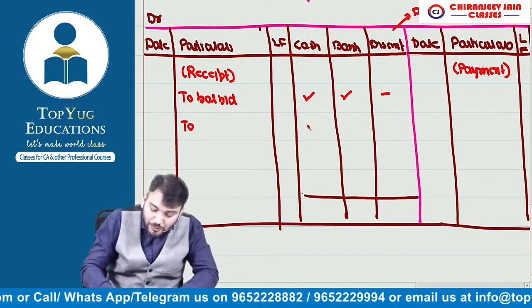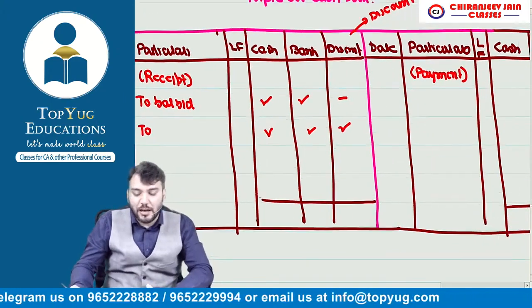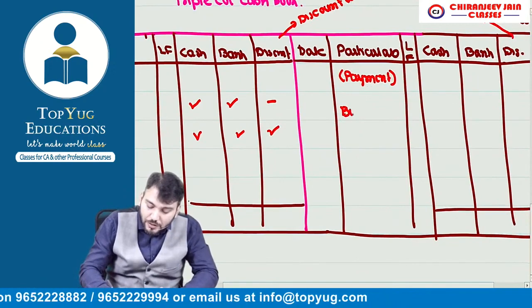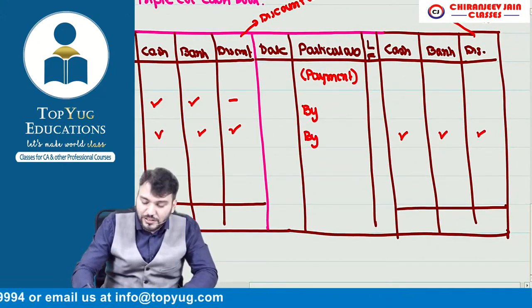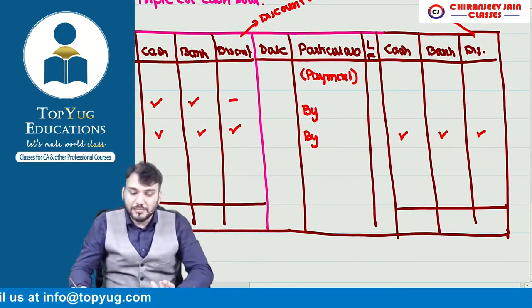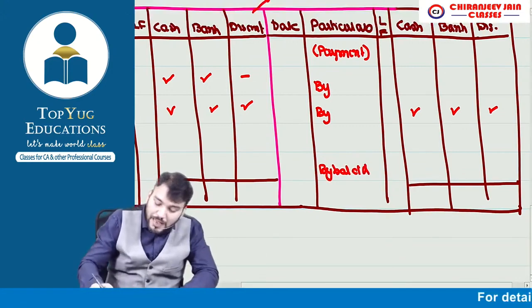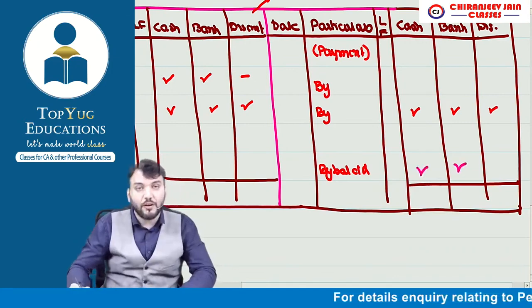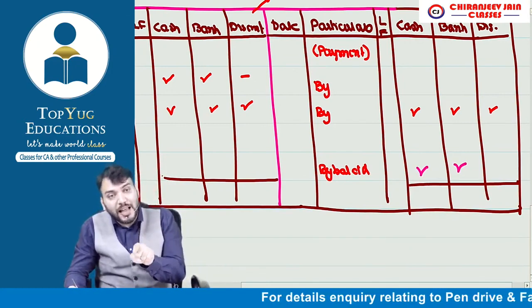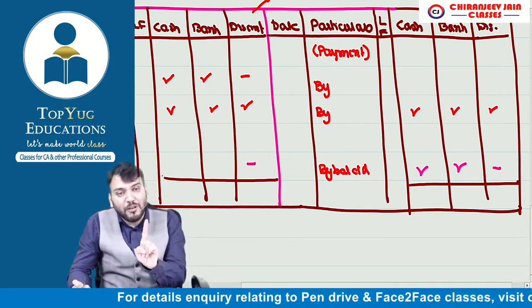Now, whatever we are receiving, we will write down here. Discount if allowed we will write down here, and whatever we are paying, we will write down this side. And if any discount is received, we will write down this side, in this column. At the end we will balance the cash column and the bank column, but the discount column will not be balanced.